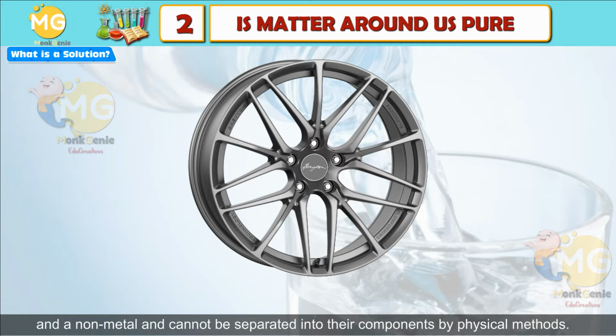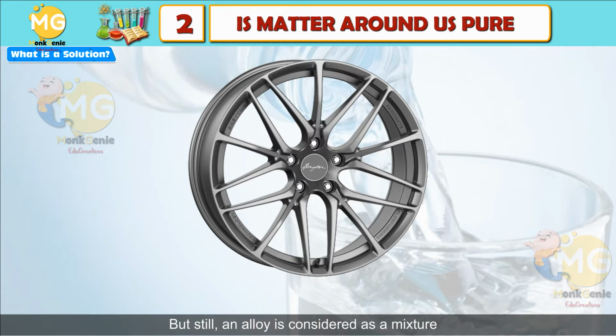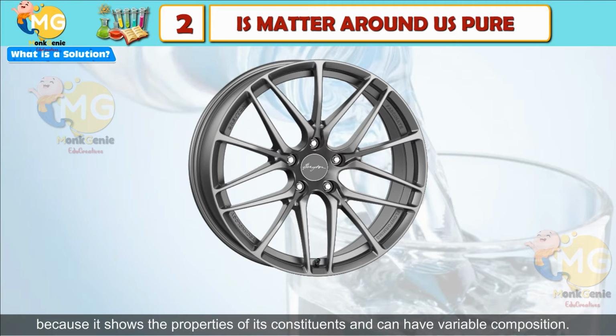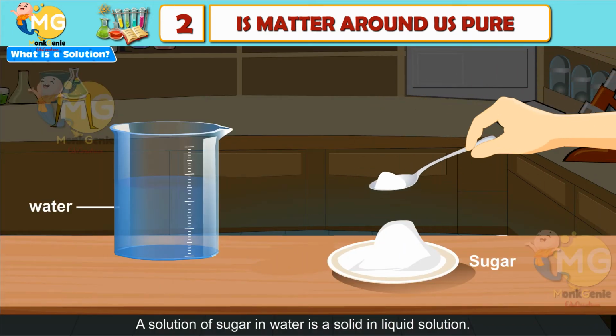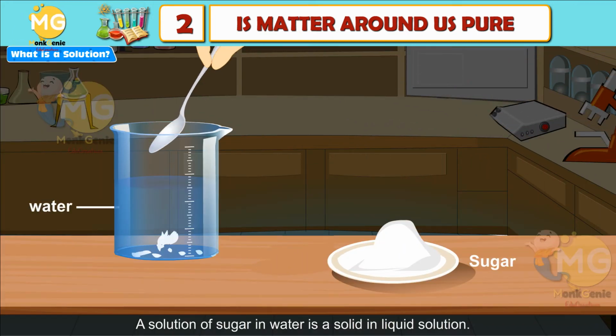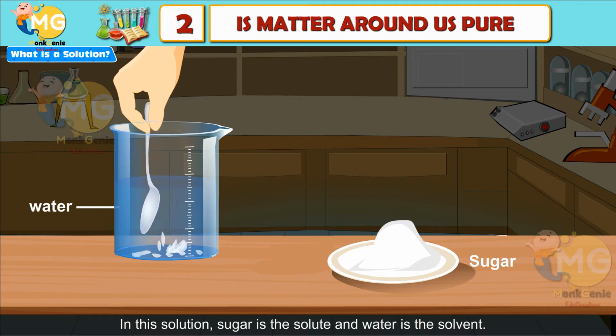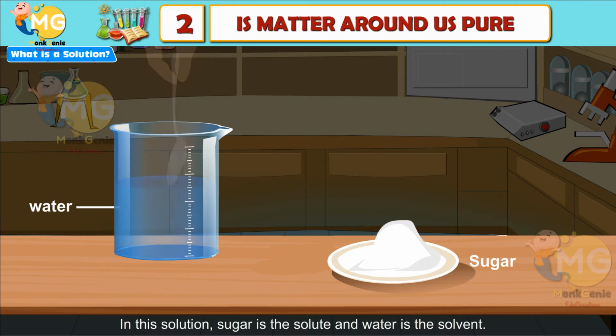Alloys. Alloys are mixtures of two or more metals or a metal and a non-metal and cannot be separated into their components by physical methods. But still, an alloy is considered as a mixture because it shows the properties of its constituents and can have variable composition. For example, brass is a mixture of approximately 30% zinc and 70% copper. A solution of sugar in water is a solid in liquid solution. In this solution, sugar is the solute and water is the solvent.